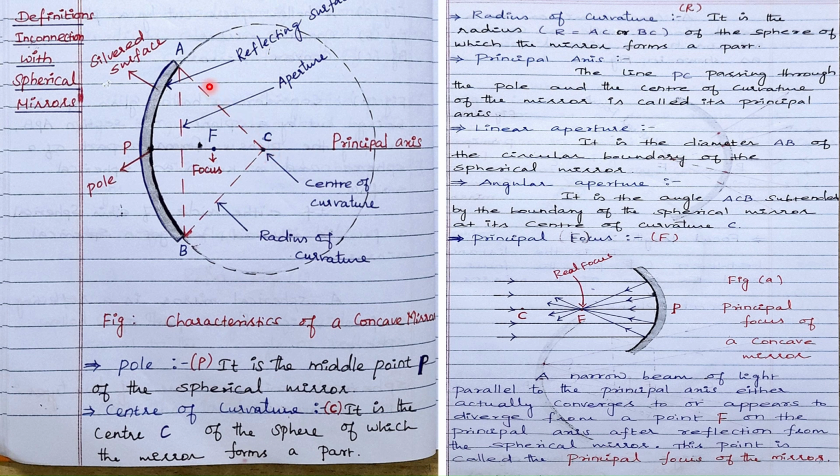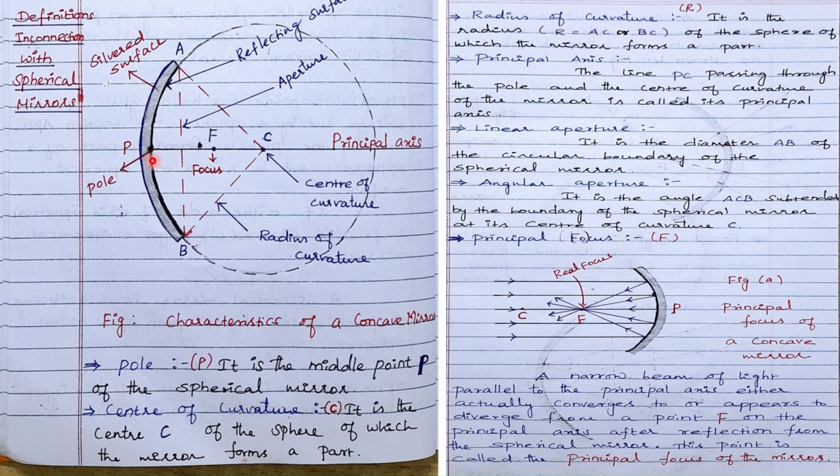Radius of curvature, which is denoted by the symbol R. It is nothing but the distance between the center and the edge. In this diagram, it is noted as AC, otherwise R equals AC, or R equals BC. That is the center of curvature. So the radius R equals AC or BC of the sphere of which the mirror forms a part. That is the radius of curvature.